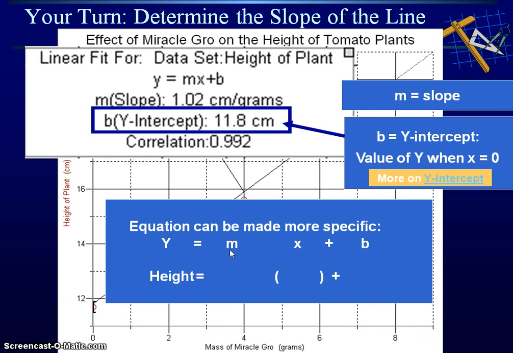Now, m stands for the slope. We've calculated that. We know what that is. That's 1.02 centimeters per gram. Notice I'm including the units along with that. Okay, and that point is for any slope of that particular line that we've drawn.